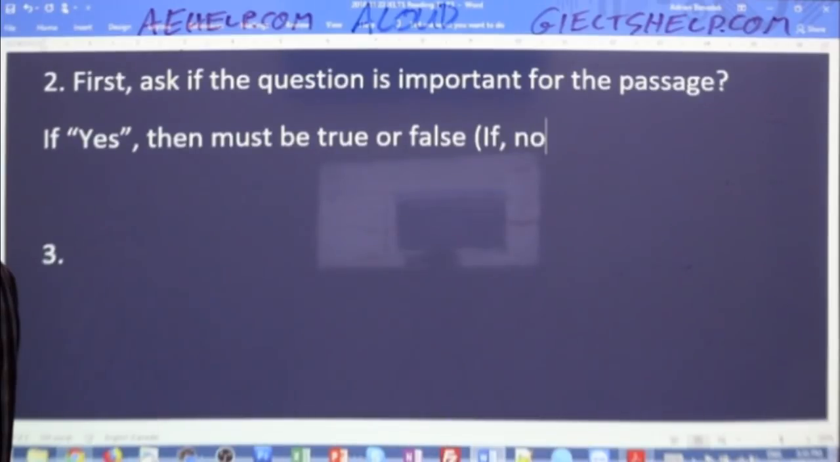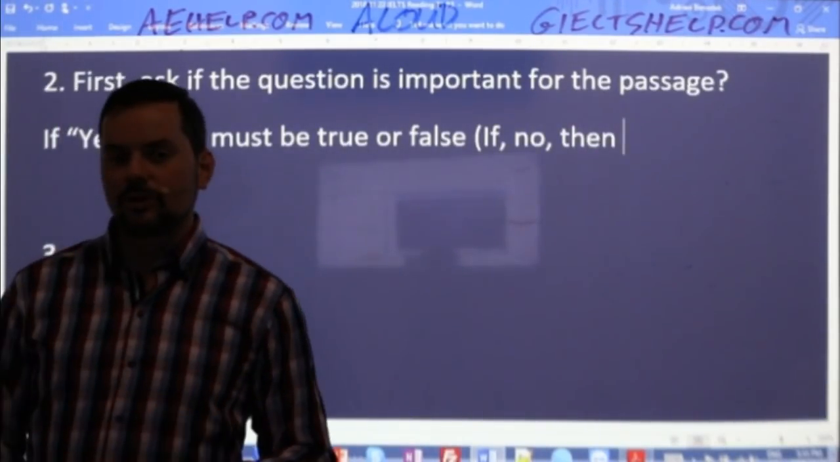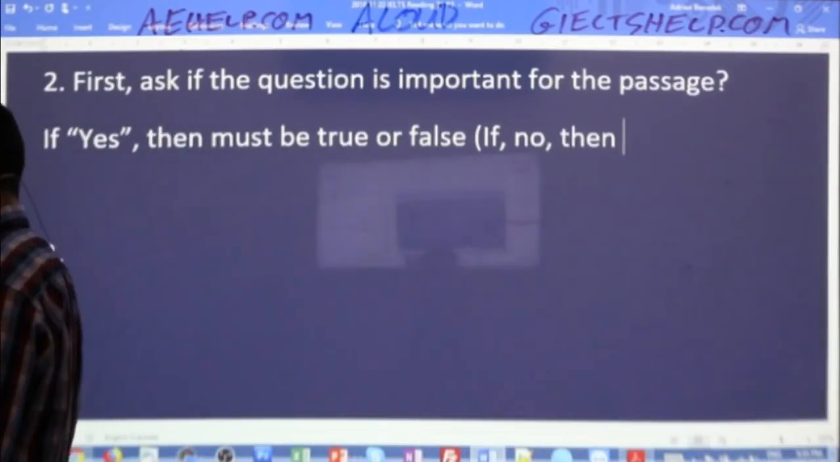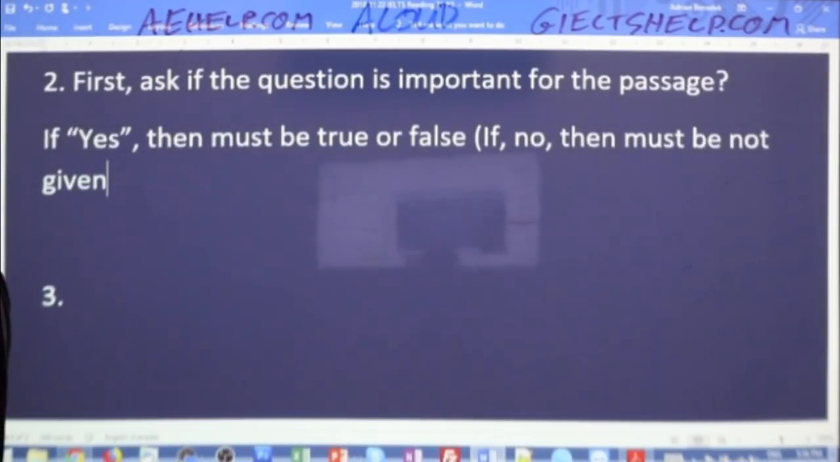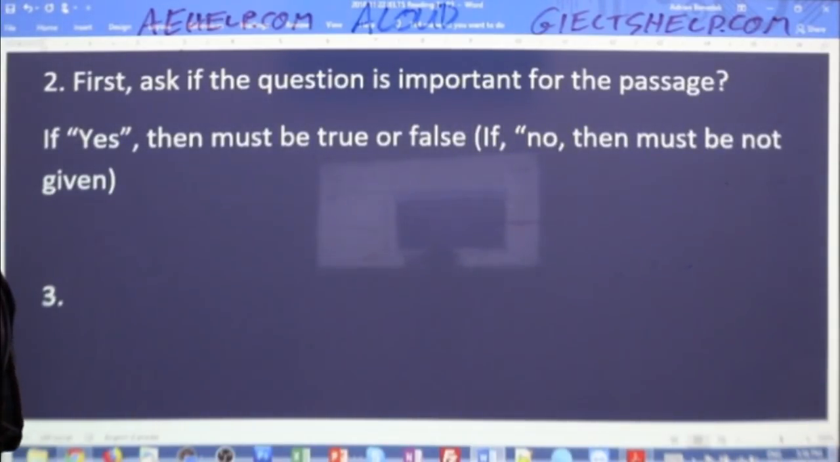If no, then you could probably actually write a simple computer code, by the way, funny enough, for these types of questions. If no, then it must be not given. Okay? So here we said yes. So once you have figured out that this is yes, it must be true or false, then you ask a second question.